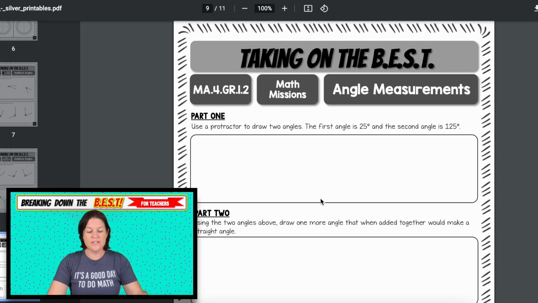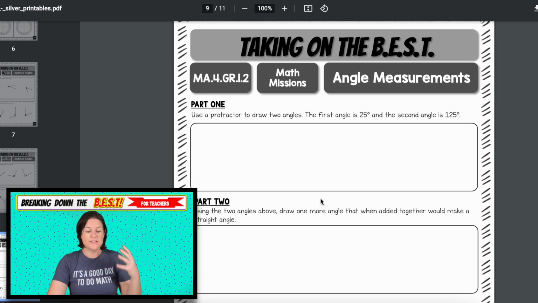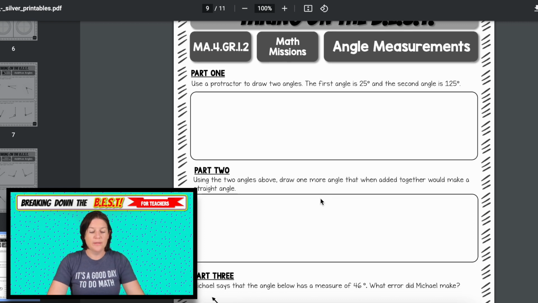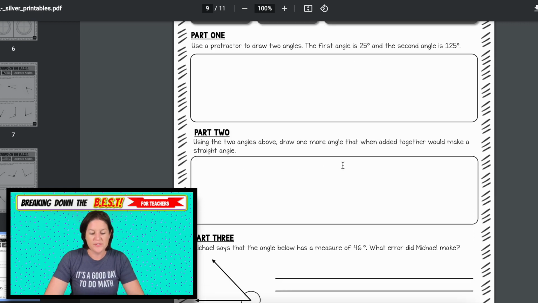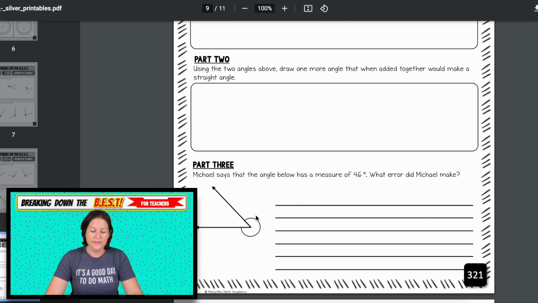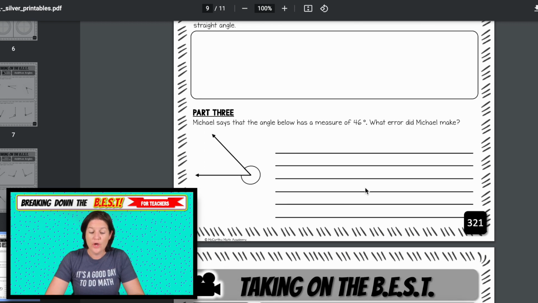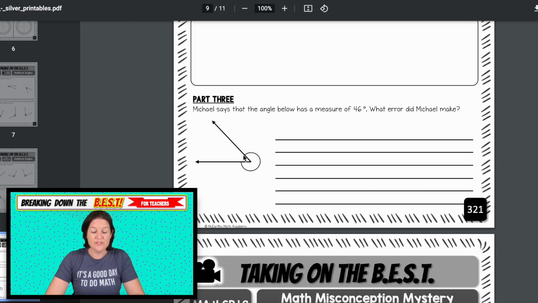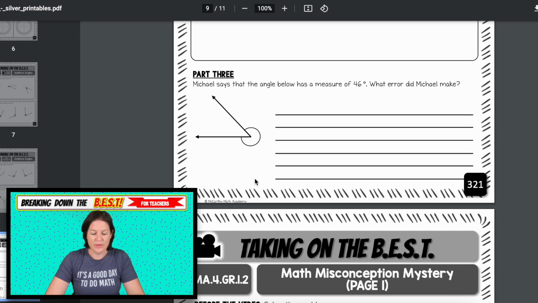And the last 2 activities, one is a math mission. This is a multi-part problem, kind of like a math task. Then using the 2 angles together, draw one more angle that when we add them together would make a straight angle. And then this is tackling an error. Michael says that the angle below has a measure of 46 degrees. What error did Michael make? He's looking at the acute portion, which is right here, and not considering the reflex portion that has been labeled right there. So that would have been his error.